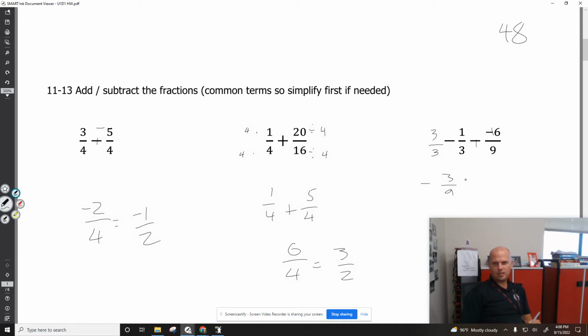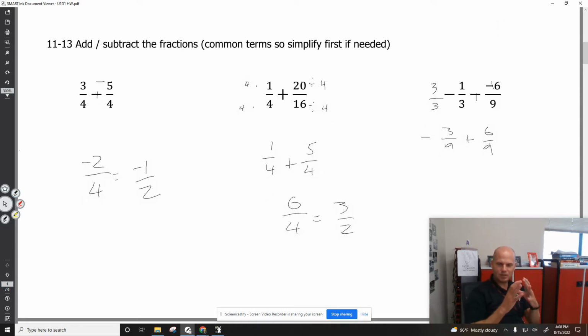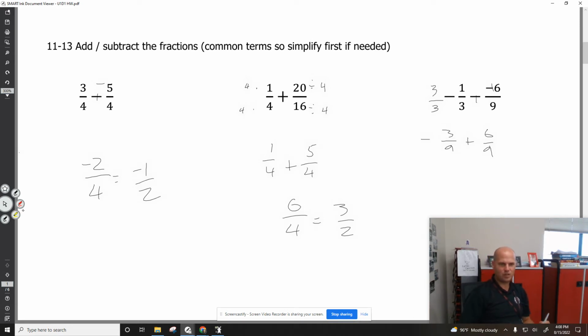Subtract a negative is the same as adding a positive. We have like terms. We have same types of pizza slices. Ninths. Negative 3/9, positive 6/9. I have positive 3/9. Well, it turns out if you have 3 of these ninths, it's the same as having 1/3 of pizza.